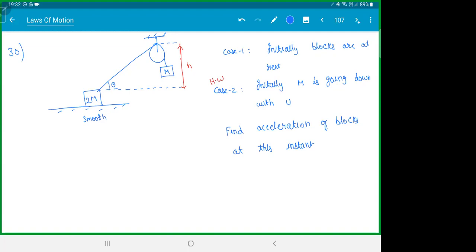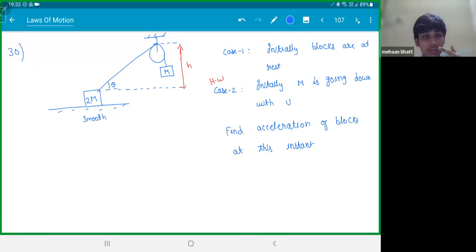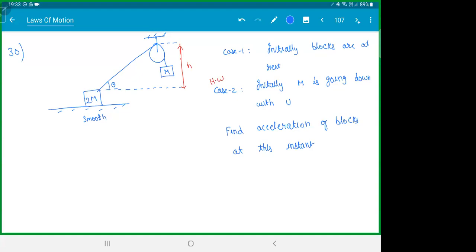Anyone not clear with the question, please ask. Sir, what is h for the height? H is H only, it is given. You will need it for the second question. Try to get case 1. Case 2 will be homework. Make sure to try that. Just give it a try.